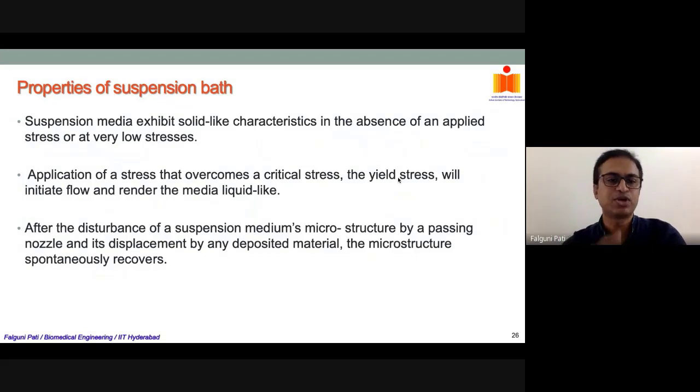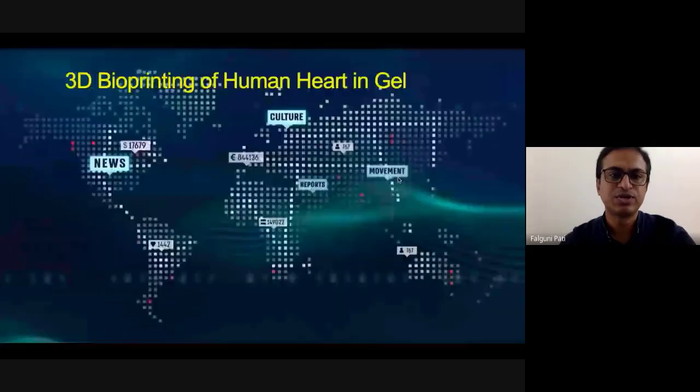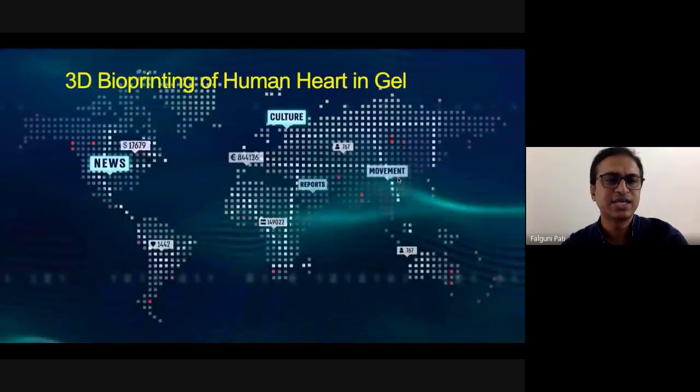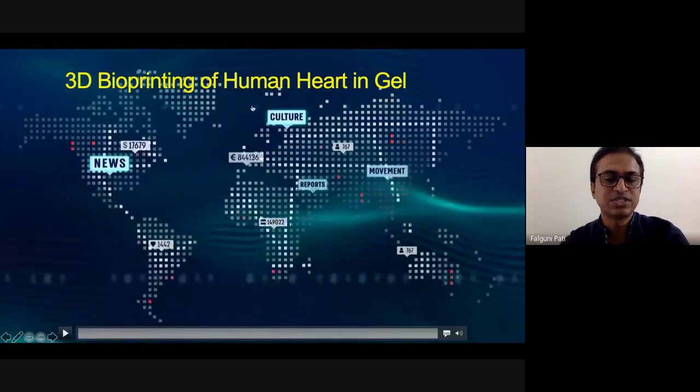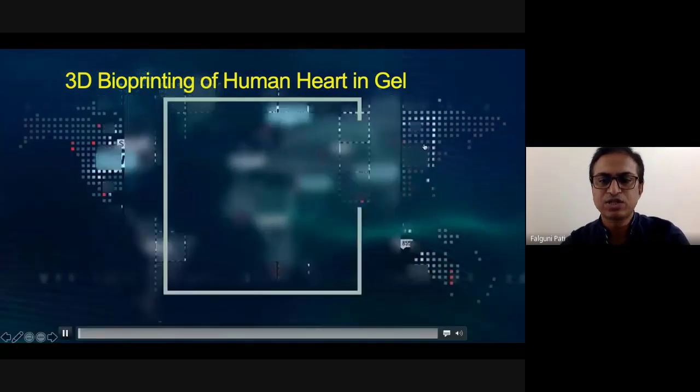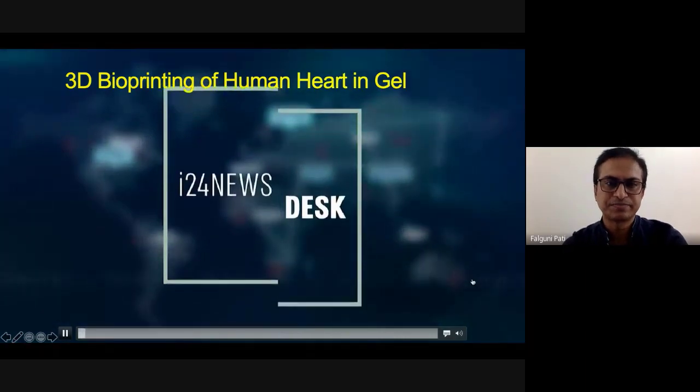The other thing is self-healing, because when the needle moves away, the gel should be able to come back to its original position. So these two properties are very important when you use this. Now recently there is a study from Israel. I don't know whether you have heard about this or not: the human heart can be developed within this supporting bath. I'll also play the sound so you can hear it.